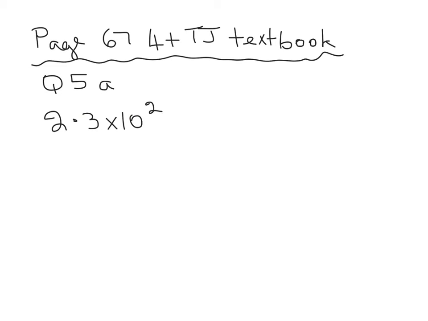So a couple of examples from the textbook. So we're on page 67 of the 4+ TG textbook. And we're starting on question 5. So if we look at 5a, we have got 2.3 times 10 to the power 2. So that 2 tells me that my decimal point has to move 2 places. So decimal point needs to move 2 places. So we're going to go 1, 2. That's where it's going to end up.